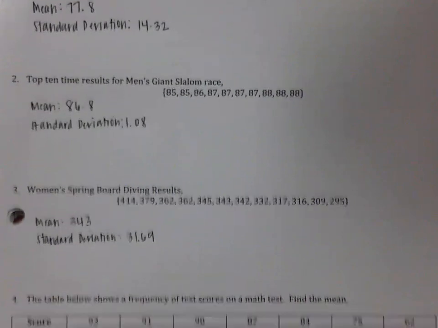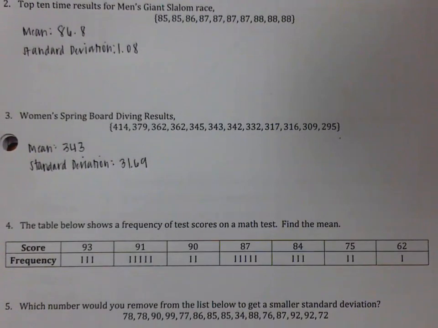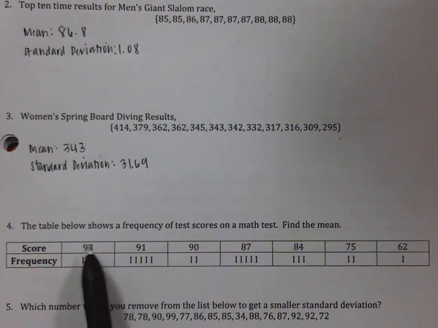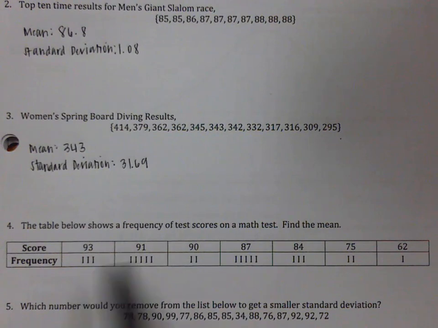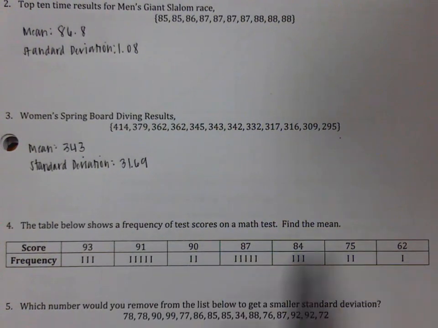So let's look at 4. So 4 is a little bit different, and there's multiple ways that you guys can approach this. But what it's giving you is a frequency table. So we can't just put 93, 91, 90, 87 into our data set. What it's saying is that 93 appears 3 times, 91 appears 5 times, so on and so on. So it's just asking us to find the mean.